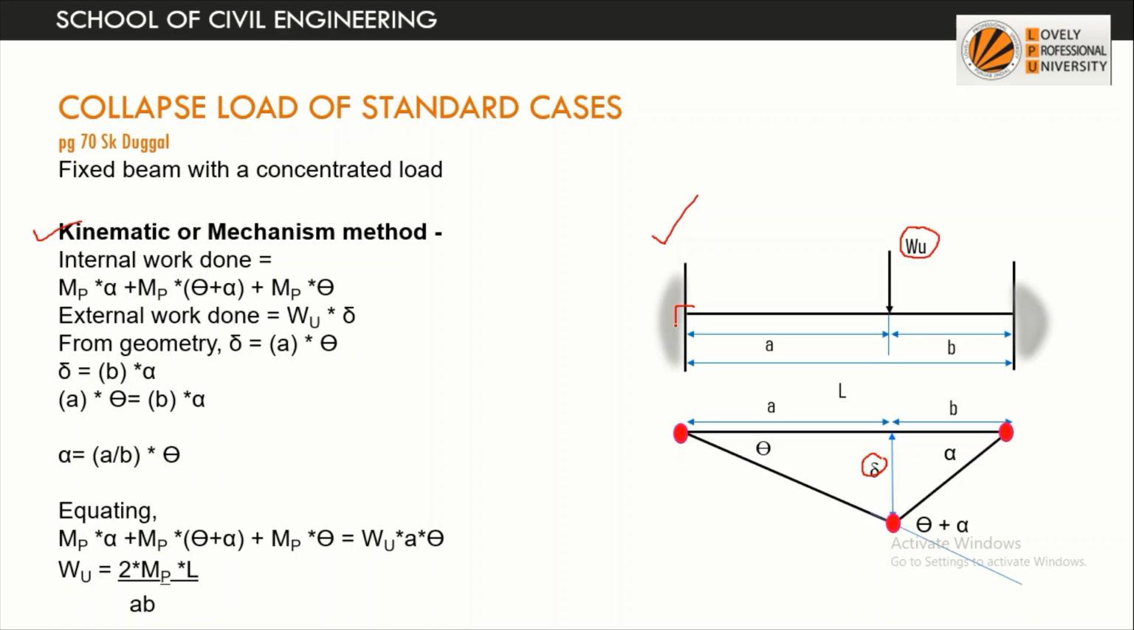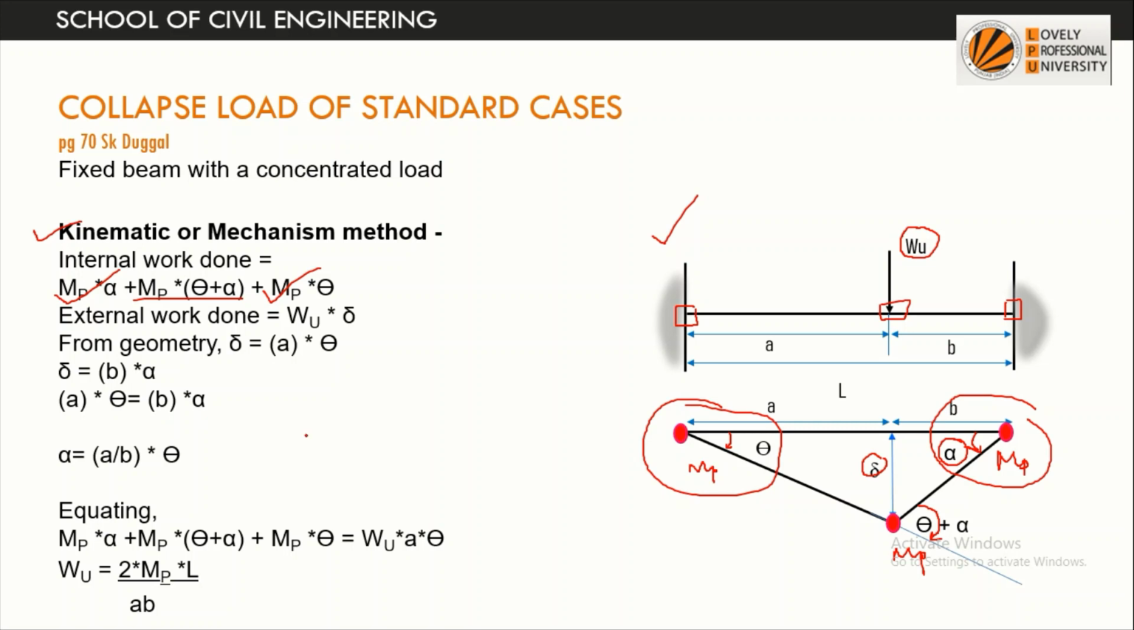Plastic moment is likely to form at the fixed end, under the point load, and at this fixed end. So what moment, what angular displacement is there? The plastic moment is MP. For this portion it is MP into theta. For this portion it is MP into theta. For this portion where the angular rotation is alpha and the plastic moment value is MP, it will be MP into alpha. Under the load the rotation is theta plus alpha, and the plastic moment value is MP, so we'll get MP into theta plus alpha.